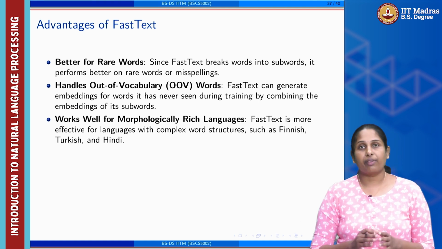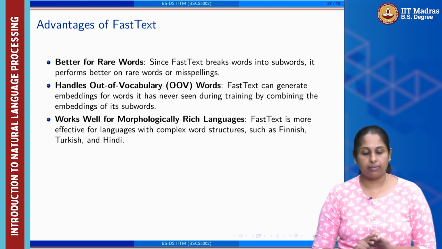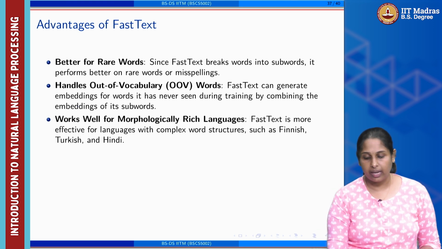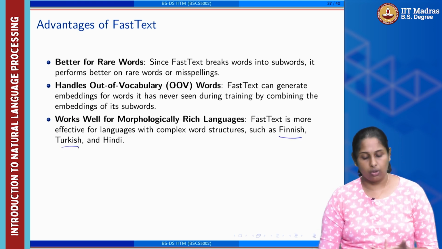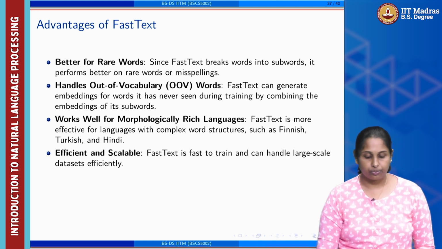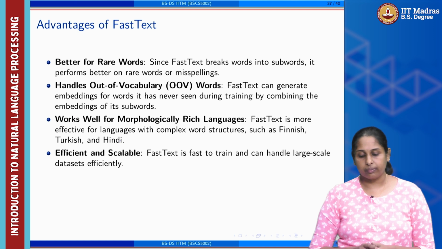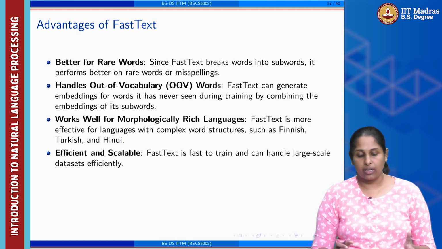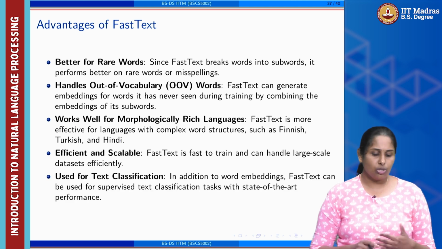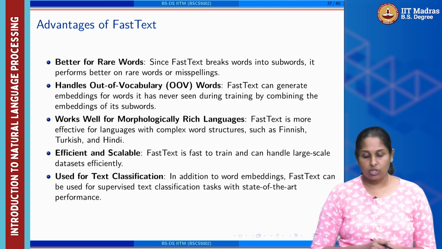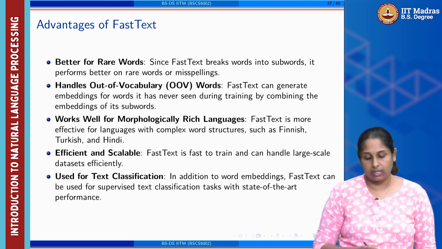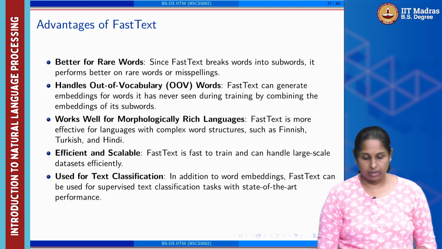And it also works with morphologically rich languages because FastText is more effective for languages with complex word structure, something like Finnish, Turkish, Tamil, Telugu kind of languages. Of course, Hindi is not that morphologically rich, though. And it's efficient and scalable because it's fast to train and can handle large scale data sets efficiently. It's also used in a better way for text classification because in addition to word embeddings, it can be used with a supervised technique with state-of-the-art performance.